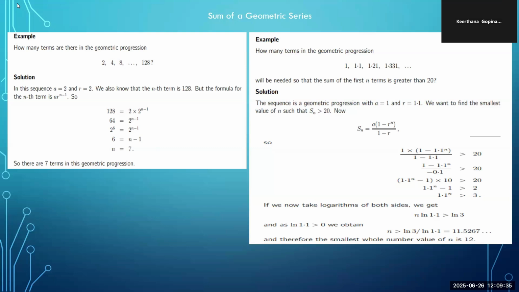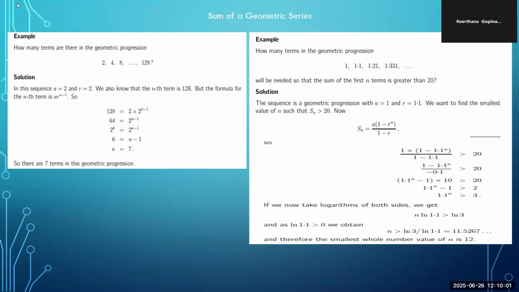So how do you get 64? 2 square is 4, 2 cube is 8, 2 power 4 is 16, 2 power 5 is 32, 2 power 6 is 64. These you should all know. Simple, not very complicated.